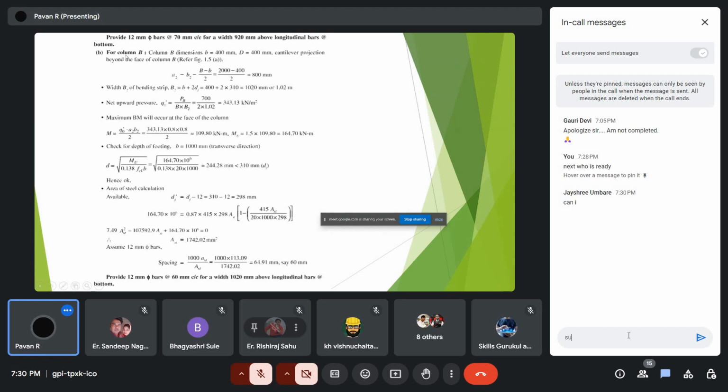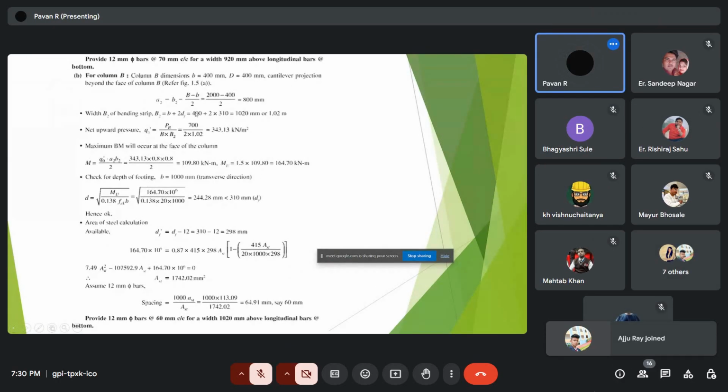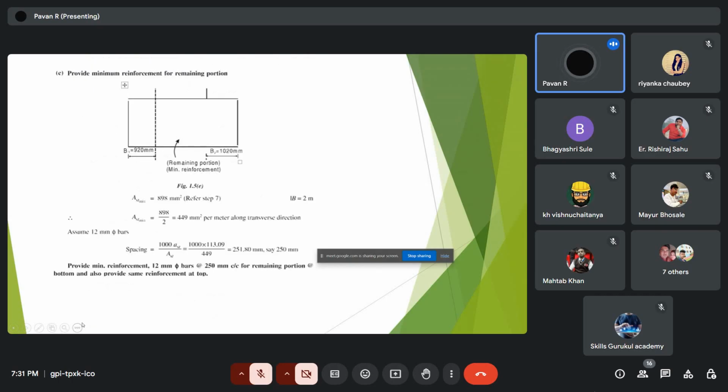And for column B, we can calculate the Ast required separately. That comes out to be around 1742.02 mm square. We can also use the same 12 mm bars, and the spacing should be around 60 mm, for a width of around 1020 mm above the longitudinal bars at the bottom.